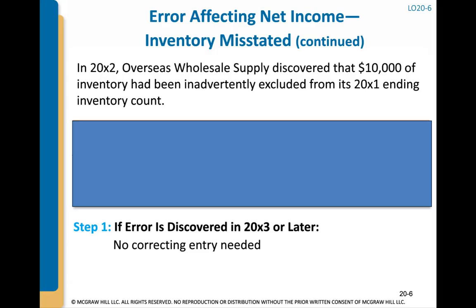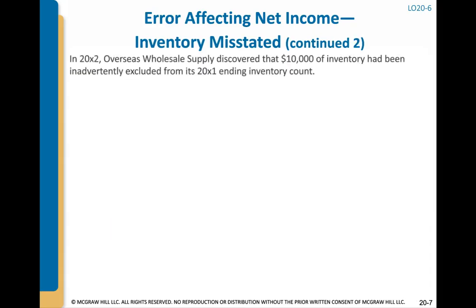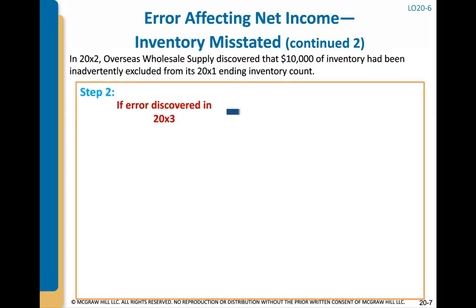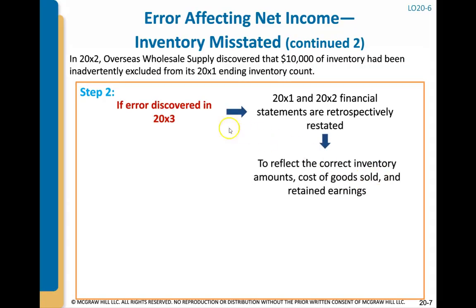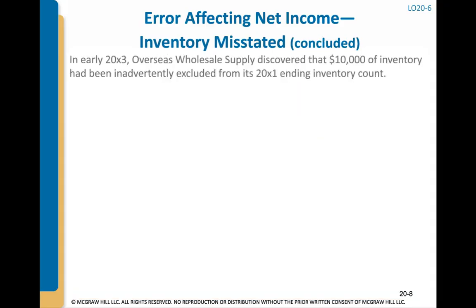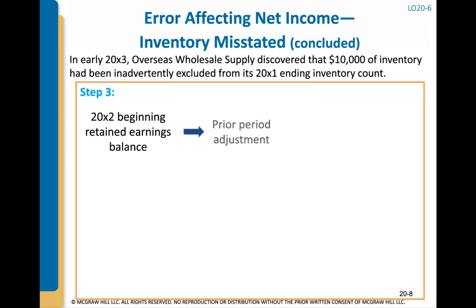However, if that error had been discovered in year 3 or later, then we already know that's a self-correcting entry, because the retained earnings is correct and my ending inventory is correct. There's nothing to record on my books that needs to be corrected, but my presentation, my financial statements, does need to be adjusted. And in that situation, if it's discovered in year 3, then both my year 1 and my year 2 financial statements have to be retrospectively restated to reflect the proper inventory, cost of goods sold, and retained earnings. So here's what would happen in the financial statements.